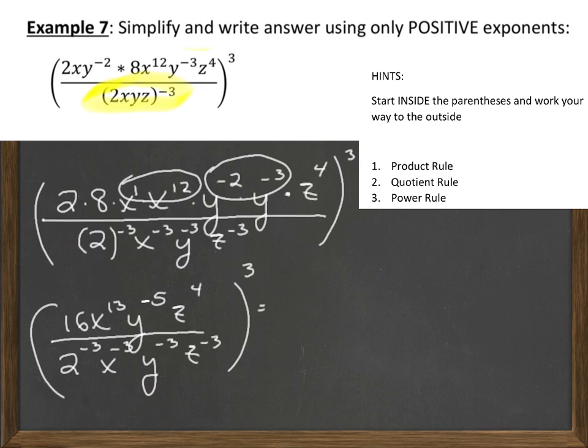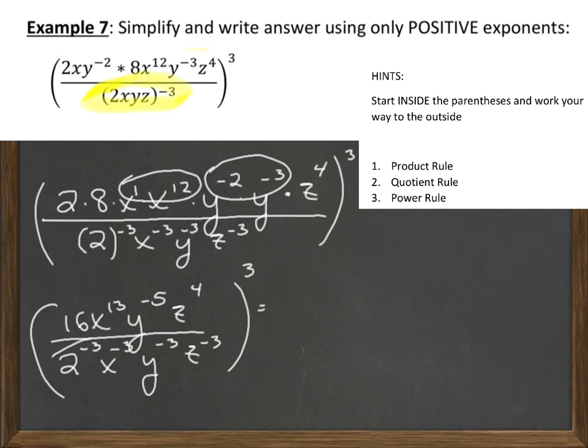So then I've done the power rule in the denominator. I've done the product rule in the numerator. So now we can put the product and quotient, the numerator and the denominator, together by applying the quotient rule.